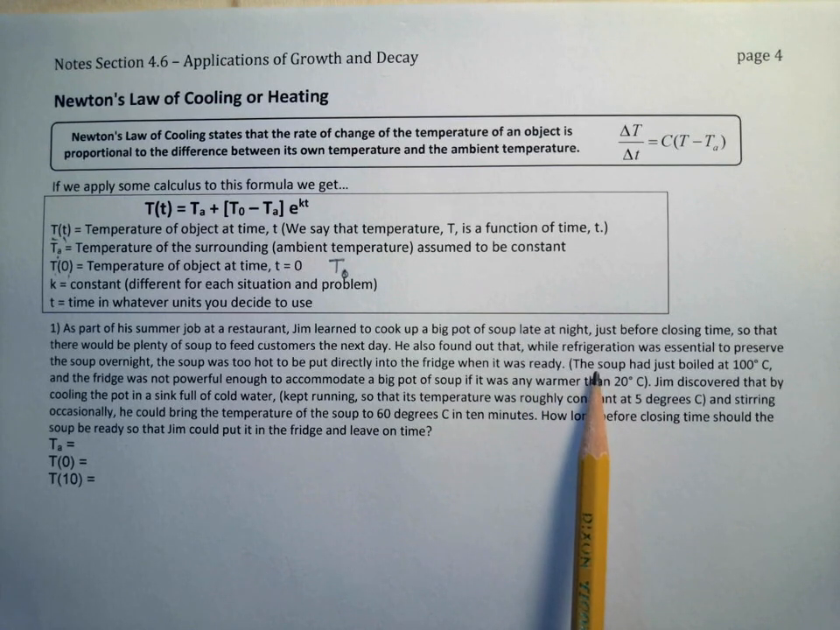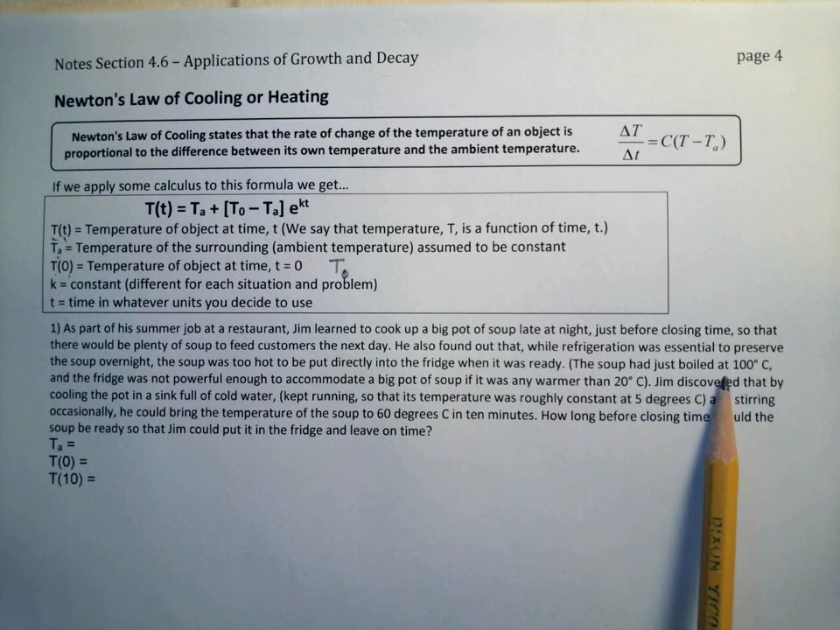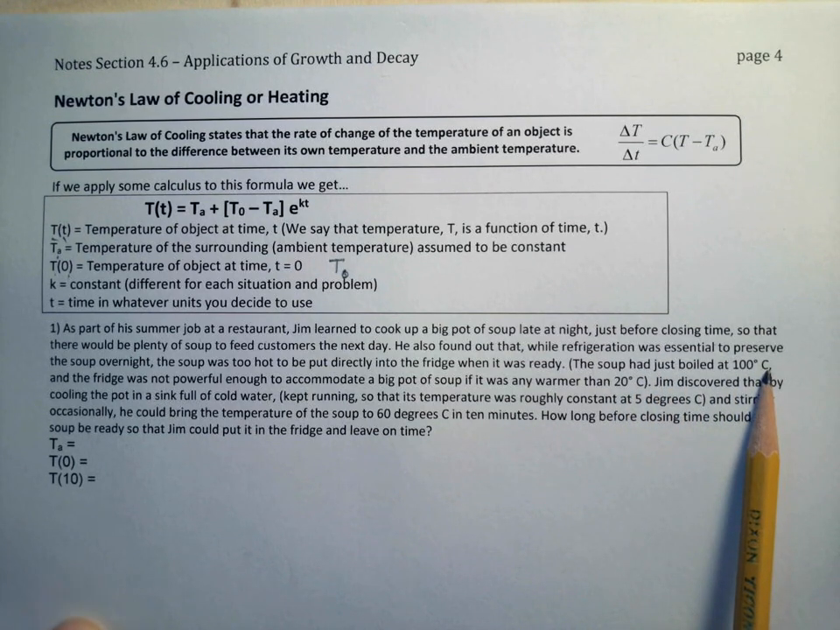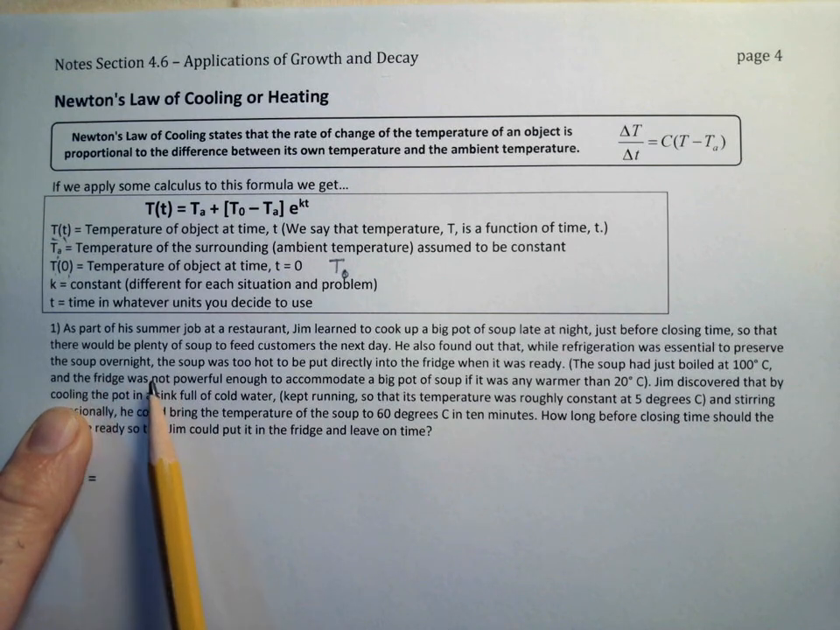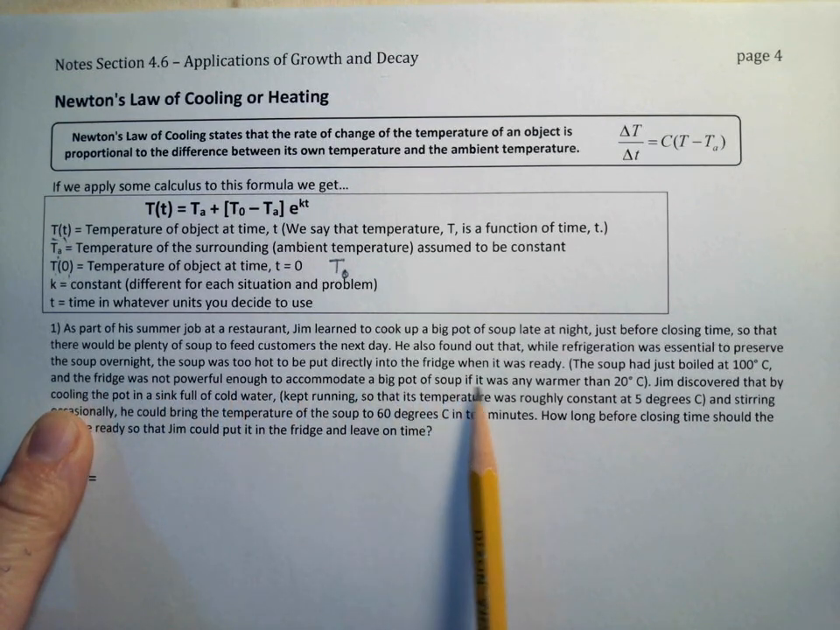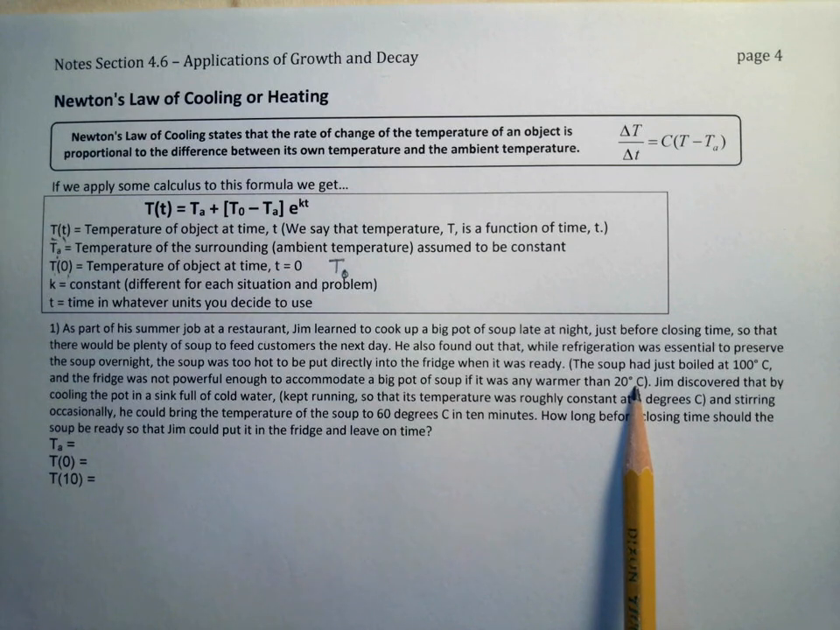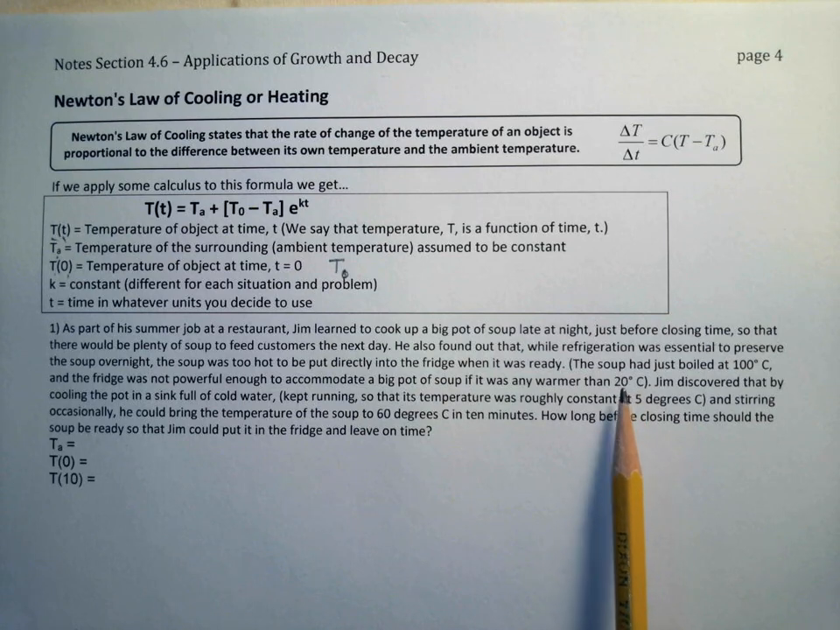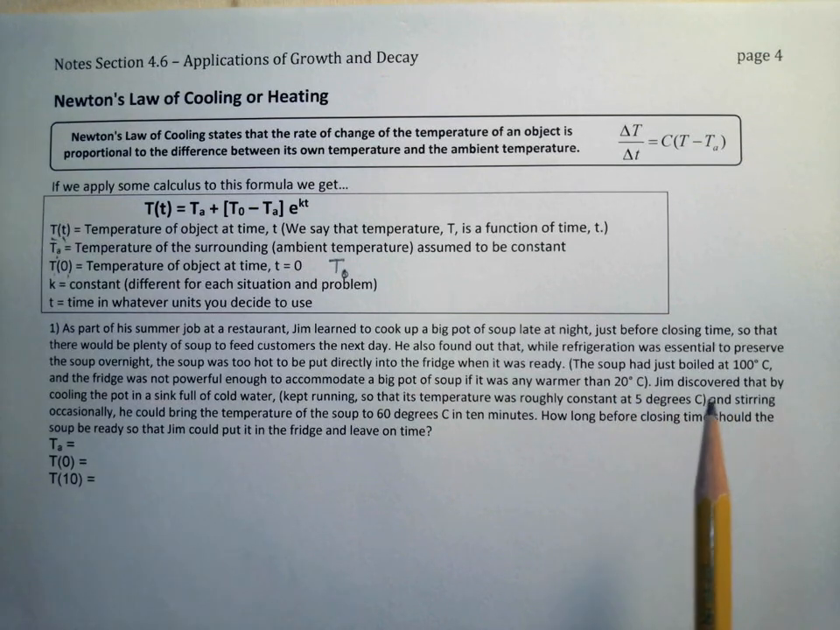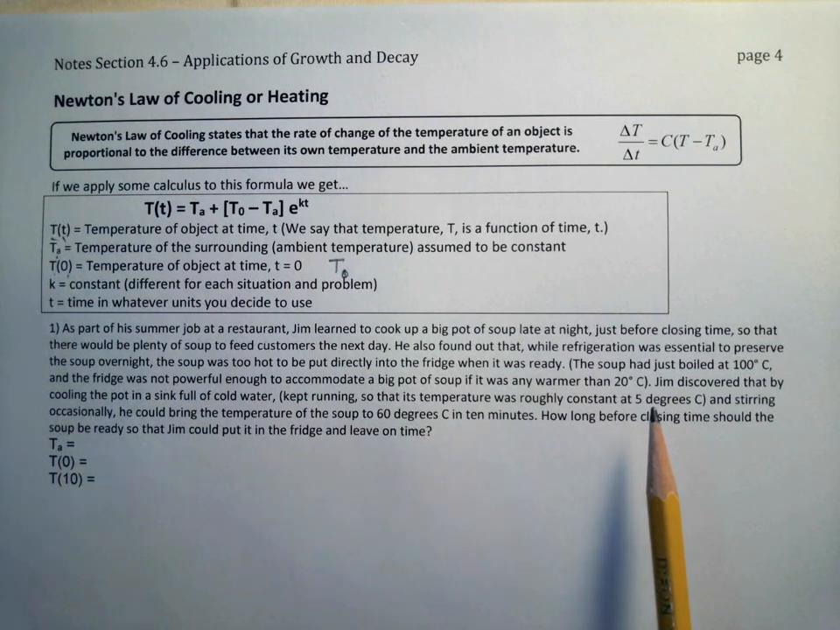Assume when the soup is ready, the soup had just boiled at 100 degrees Celsius. And the fridge was not powerful enough to accommodate a big pot of soup if it's any warmer than 20 degrees Celsius. All right, so you have this big pot of soup that's 100 degrees, but you don't want to take that boiling pot of soup and just immediately put it in the refrigerator. So you really want to let it cool down to 20 degrees Celsius. Then you can put it into the refrigerator, and the refrigerator will continue to cool it down overnight and preserve it until the next morning.